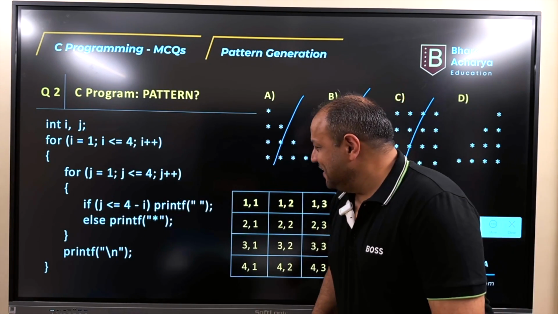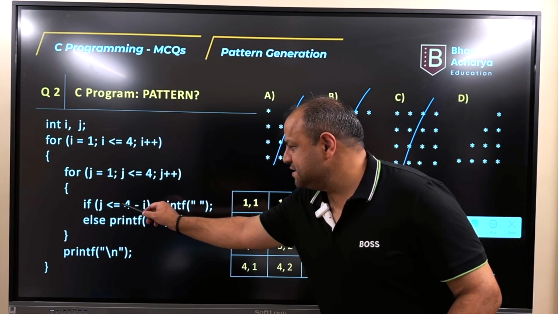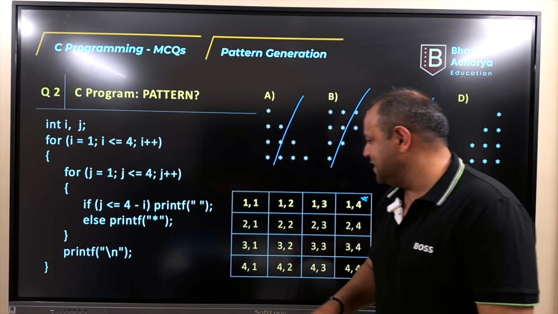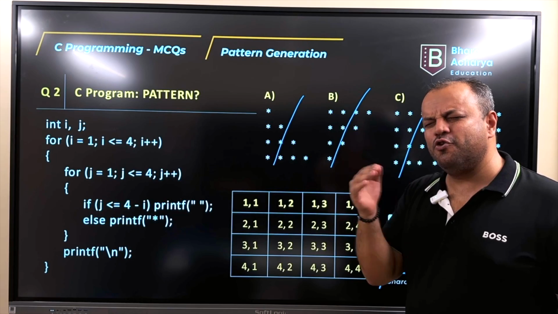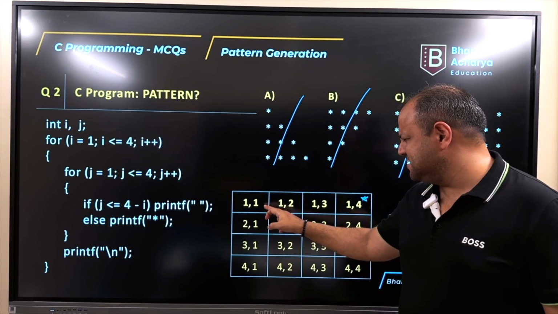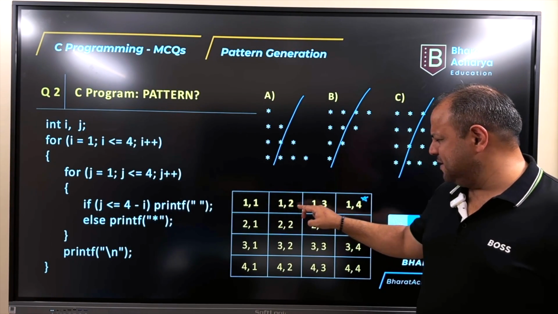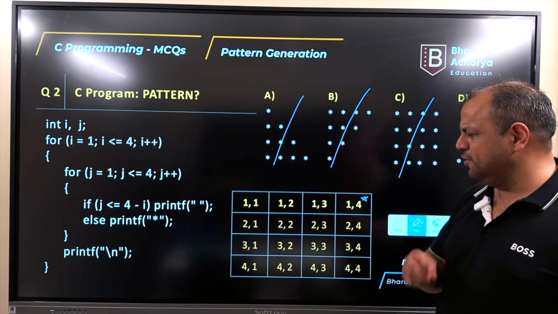Let's go ahead. So, what was the condition? J should be less than or equal to 4 minus I. So in the first row, I was 1, 4 minus 1 was 3. So J should be less than or equal to 3. That means in these places you will skip, otherwise you will print your star.